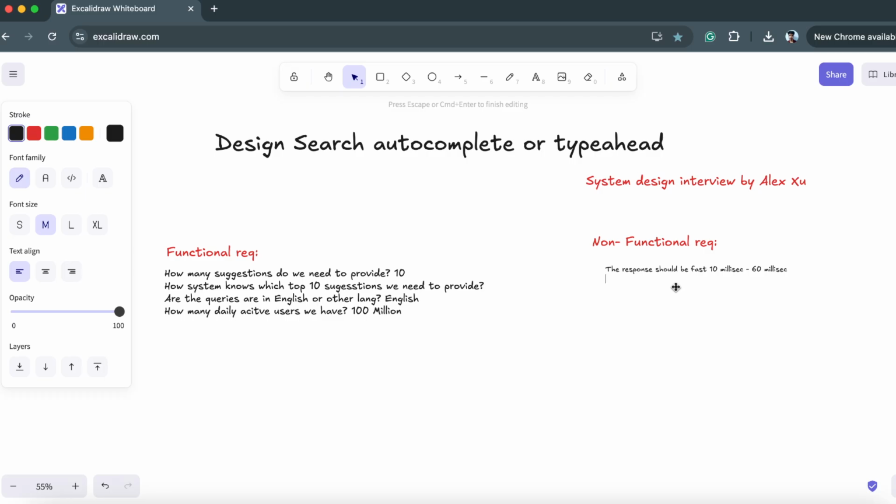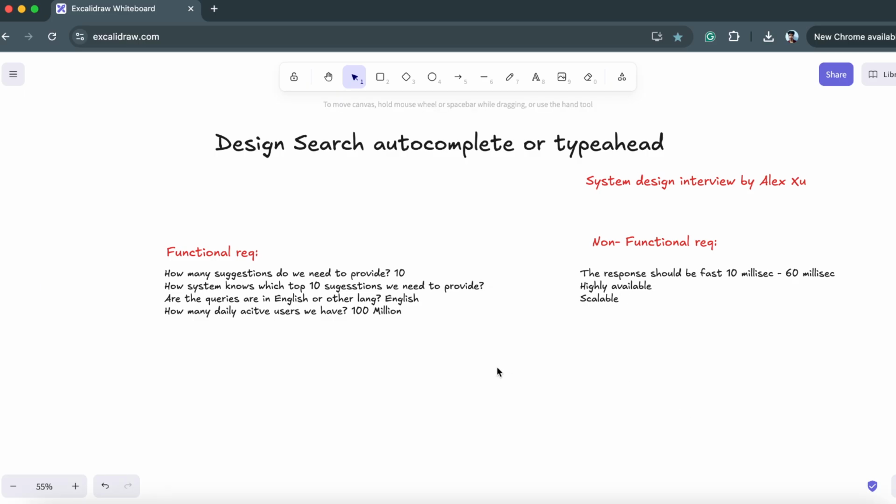Obviously we will have 100 million users daily, so the data should be divided across multiple servers. So the main concerns here are availability and scalability. These are the two things we really care about. The system should be highly available and scalable. These are a few of the things that we have collected so far.